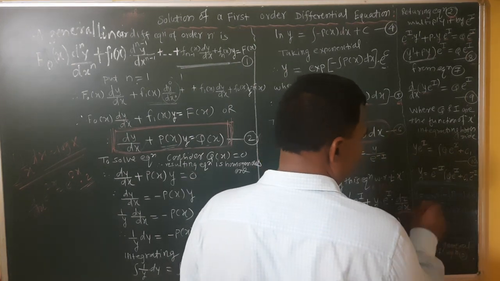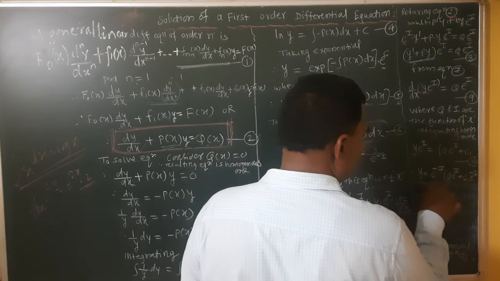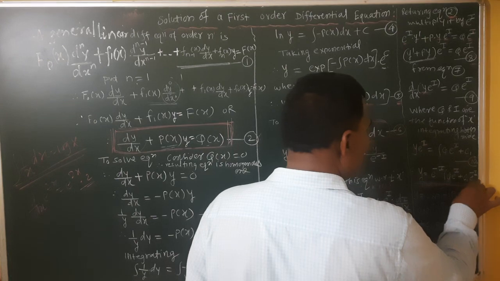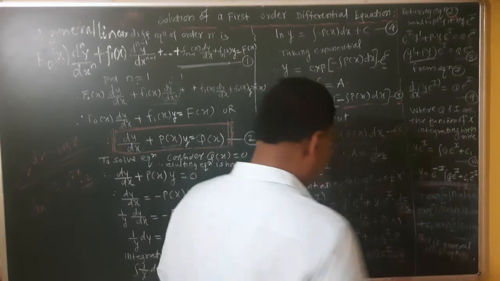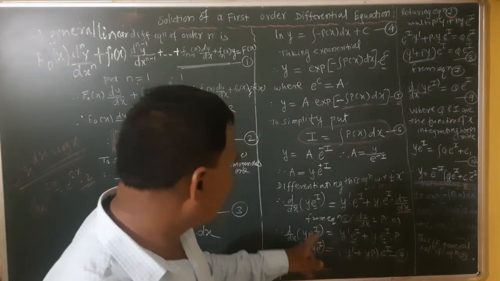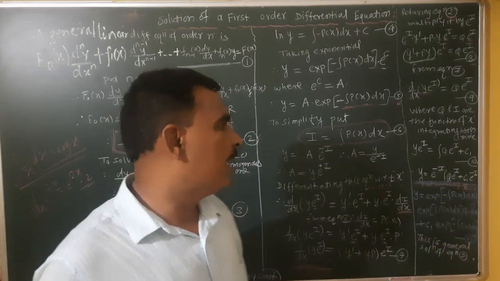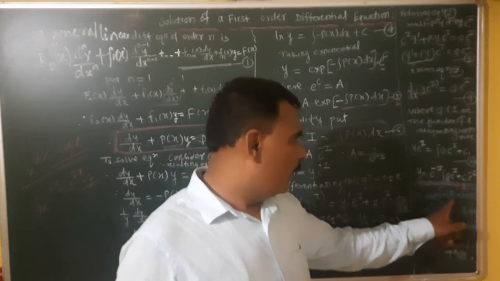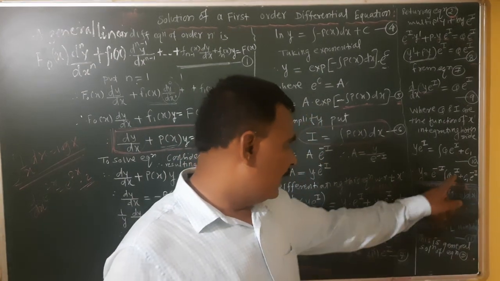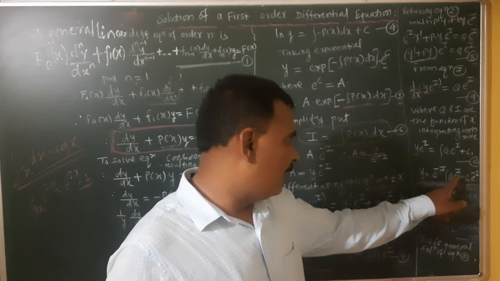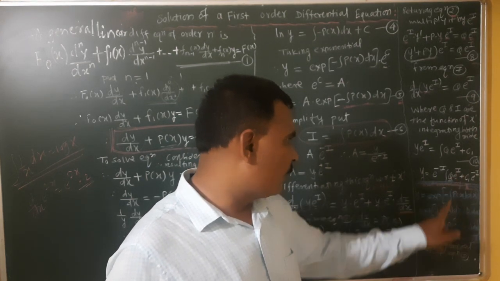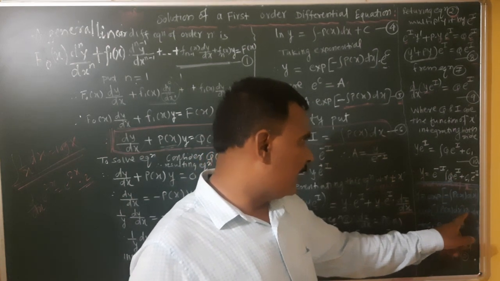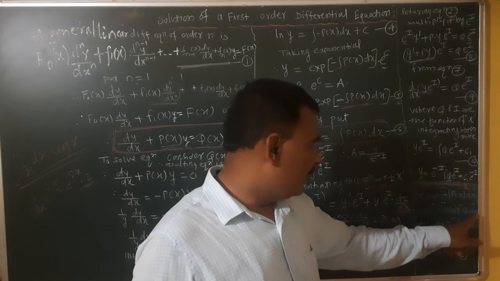Put the value of I. What is the value of I? I is nothing but, from equation number 6, the integral of p of x into dx. Substitute the value of I. e is nothing but the exponential of minus the integral of p of x into dx. Again substitute the value of the exponential as it is. Integration of this, the value of I is the integral of p of x into dx, into q of x as it is into dx.